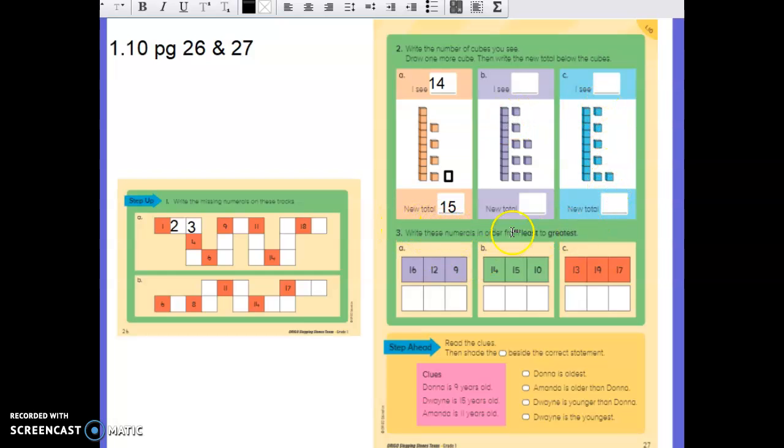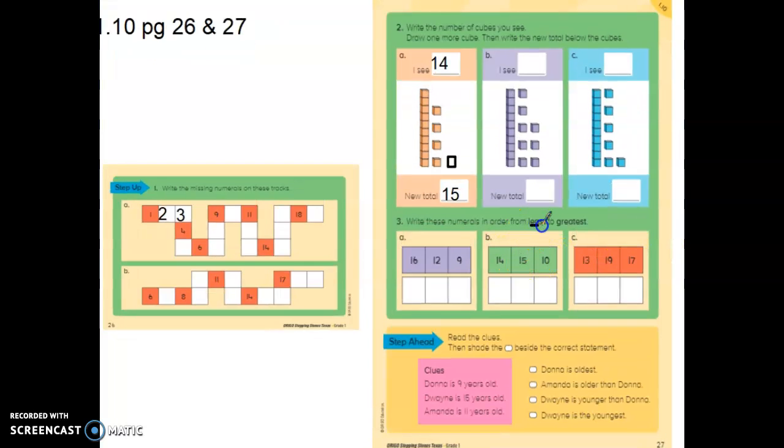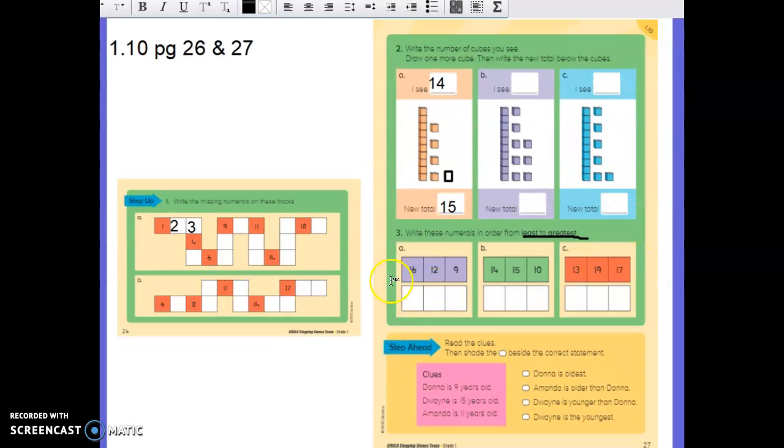Number 3 says write these numerals in order from least to greatest. That is important, from the smallest number to the biggest number. So let's see, we've got 16, 12, and 9. Well, which one of these numbers is the smallest? 9. Then after 9 comes 12. And after 12 is 16. And if you're like, oh, Miss Edens, how'd you figure that out? Well, when you have done your number track, you can look back over here to help you. And then the step ahead down here is a little bit of a mystery. Use the clues to help you.